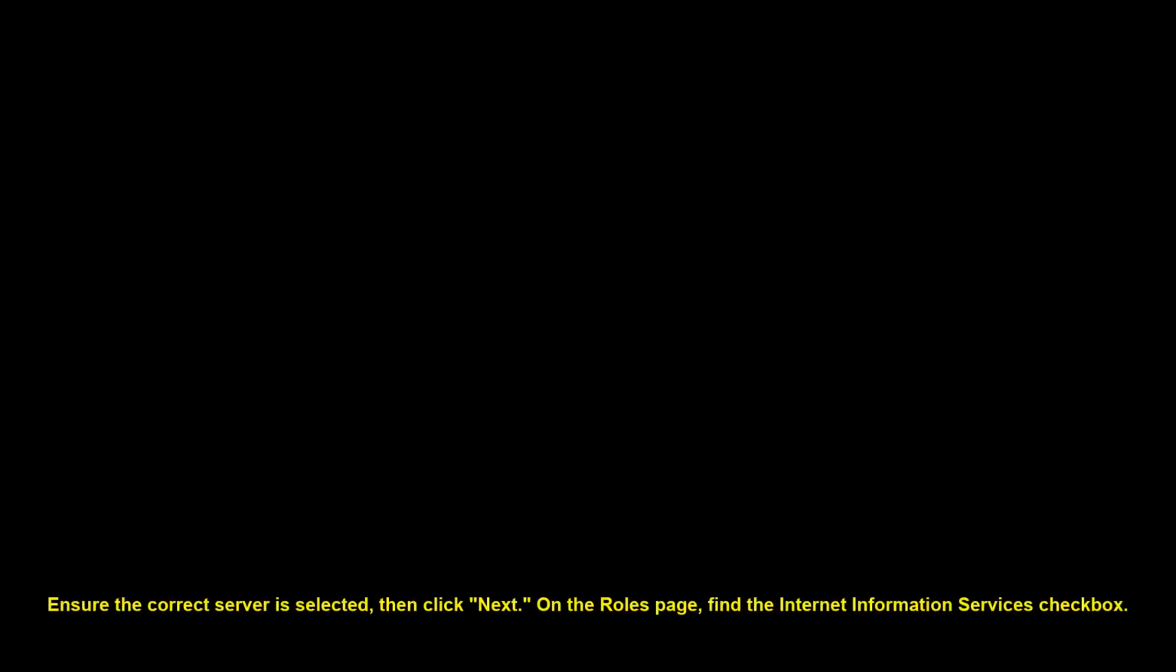In the wizard, click Next to proceed to the server selection screen. Ensure the correct server is selected, then click Next. On the Roles page, find the Internet Information Services checkbox. Uncheck the Internet Information Services option. A prompt may appear to confirm the removal of IIS and its features. Review the features that will be uninstalled, then click Next.